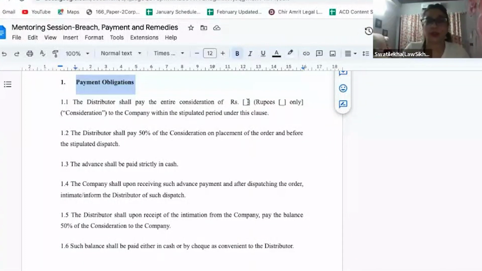No, not the entire word, Muskan, only the starting letter. Say Distributor is a defined word, only D will be capital. Agreement is a defined word, only A will be capital. That's it.